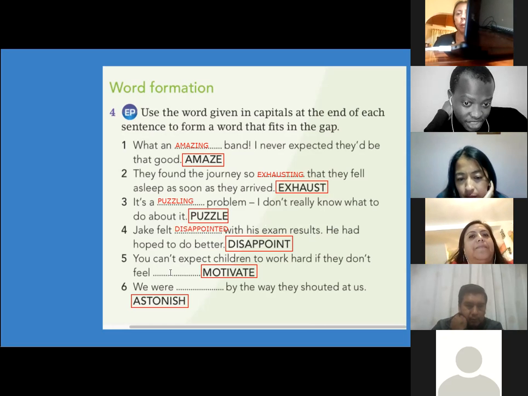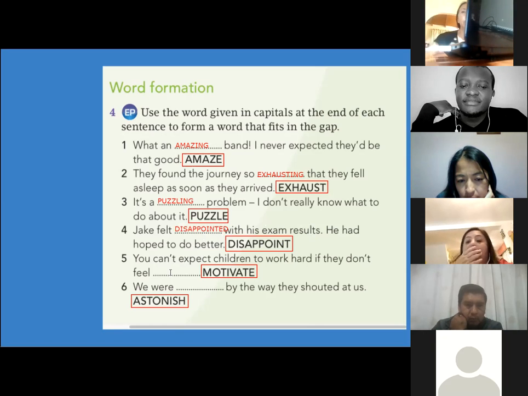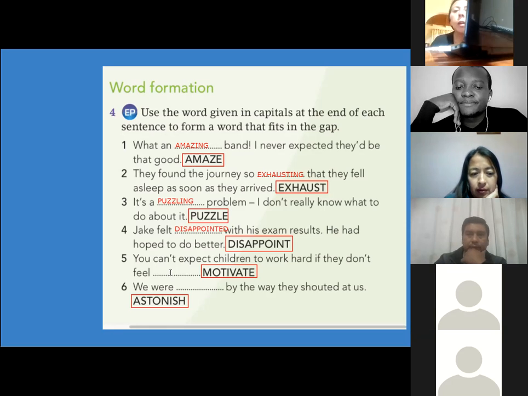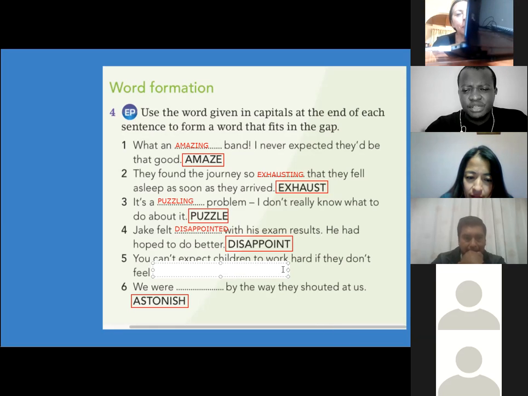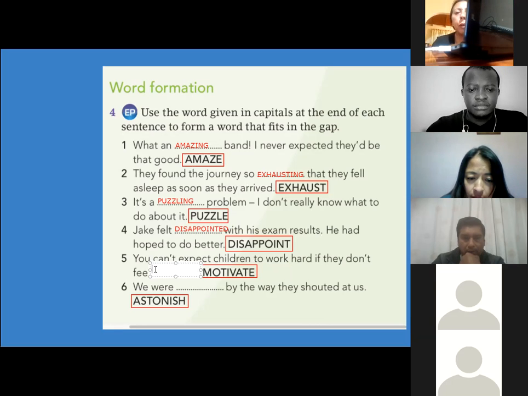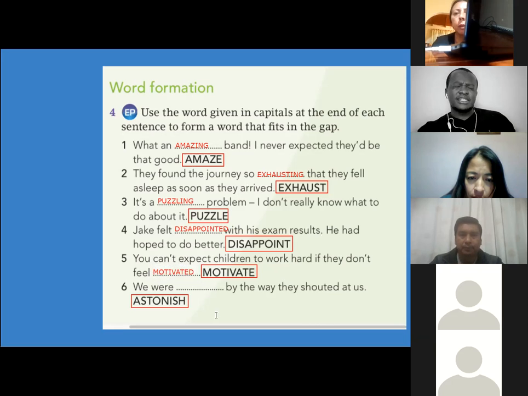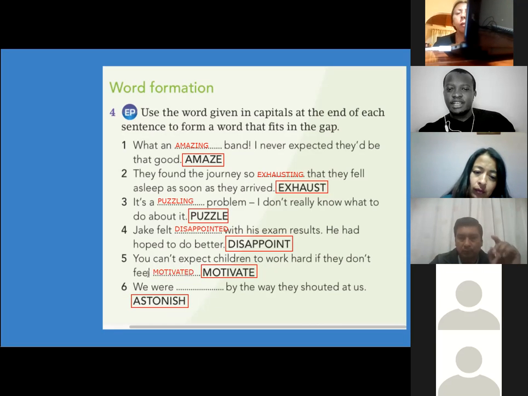Number 5, another volunteer. Yes, Janet. You can expect children to work hard if they feel motivated. Why are you using motivated, Janet? Because it's talking about the feeling of children. Yeah, we are describing the feeling of children. And how do they feel? They feel motivated.